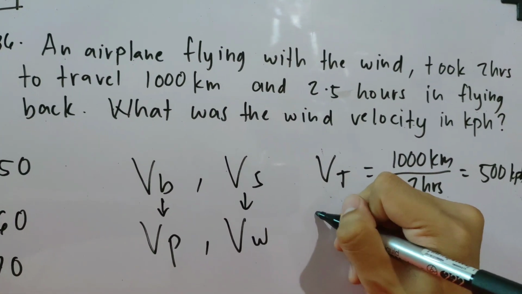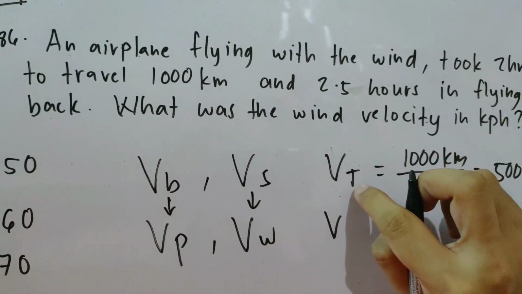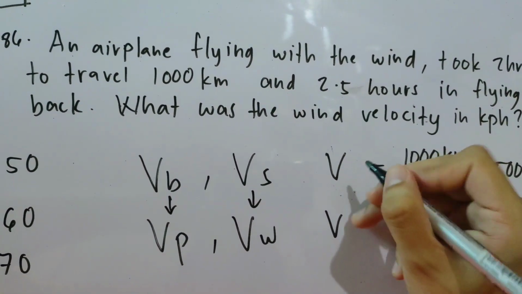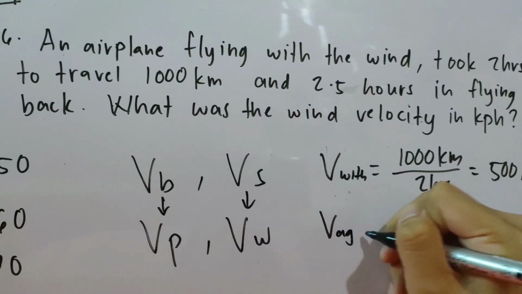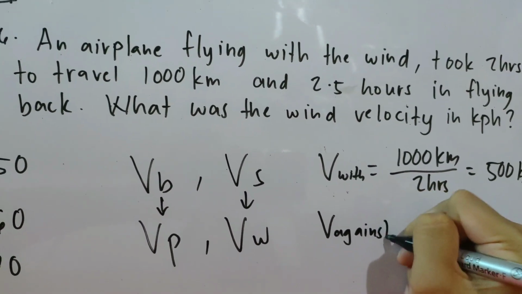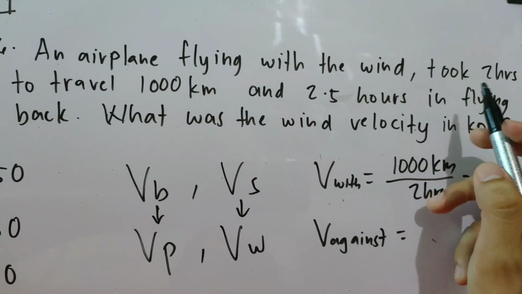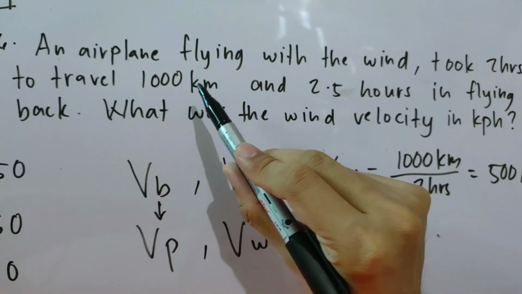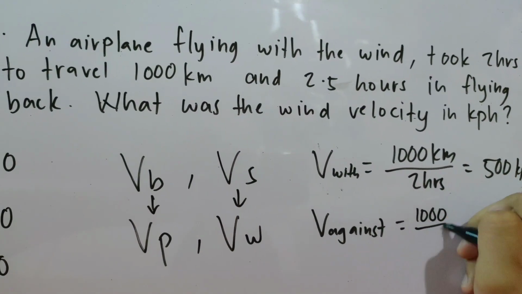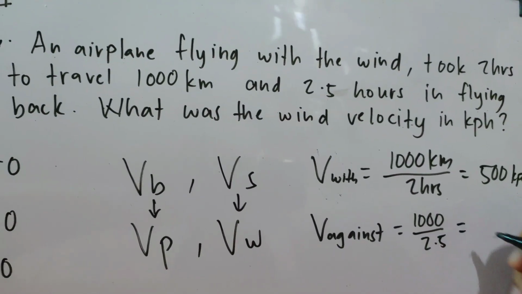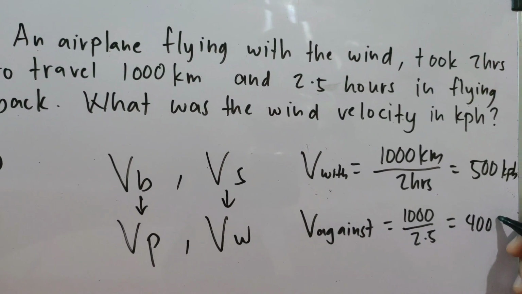Tapos yung velocity naman niya, flying against the wind. Flying with and flying against. Yung velocity naman niya, flying against the wind, is equal to 1,000 km divided by 2.5 hours. So 1,000 divided by 2.5 is equal to 400 kph.